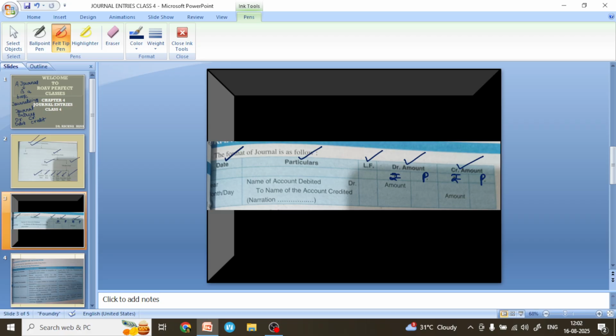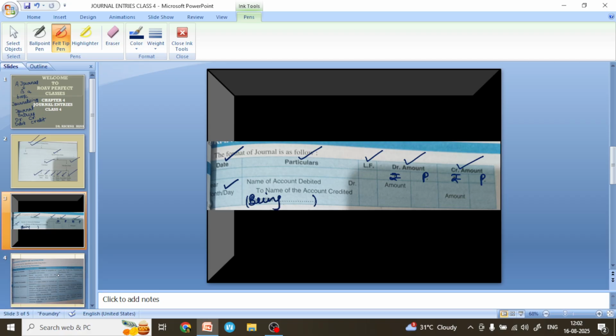When we pass the first entry, we have to record the date in the date column. In the particulars column we will write which line will be debit and which line will be credit. And within the debit column we will enter the amount of debit, and in the credit column we will enter the amount of credit. And after that we will write the narration here. Narration will start when we write with being.